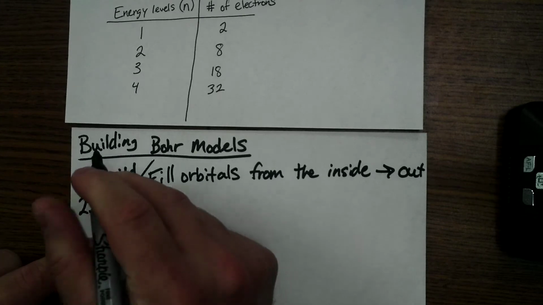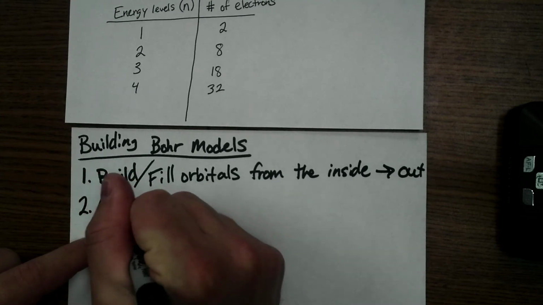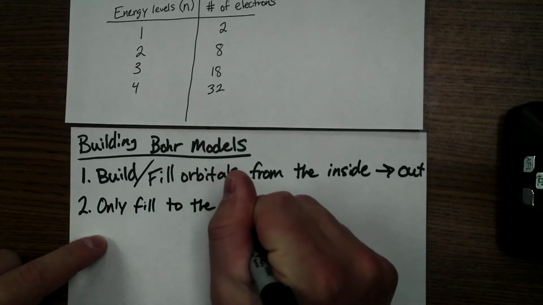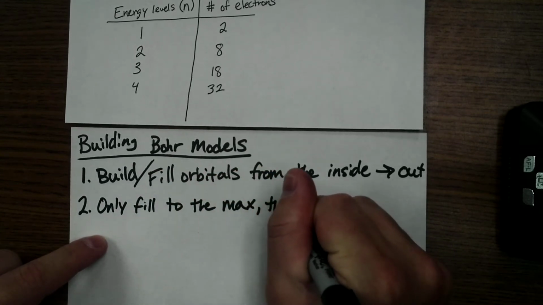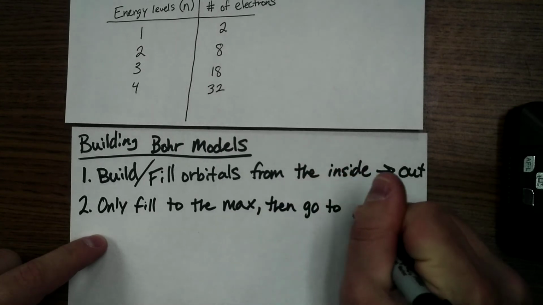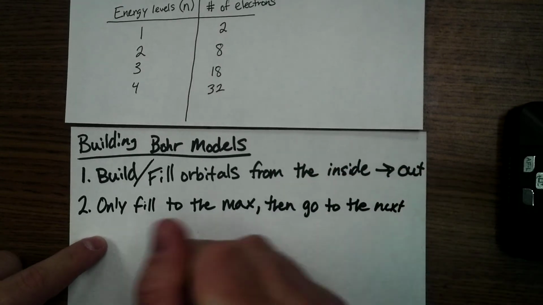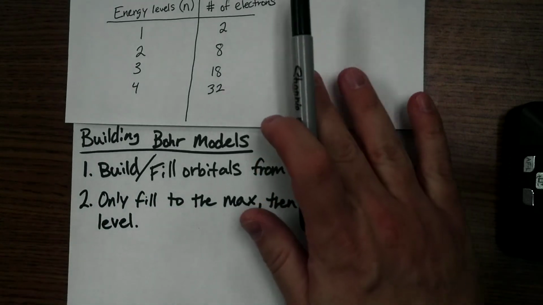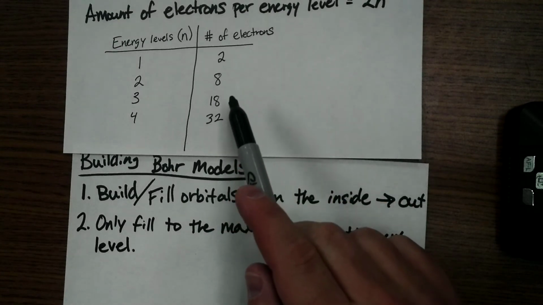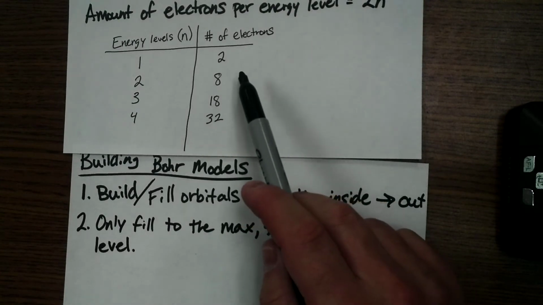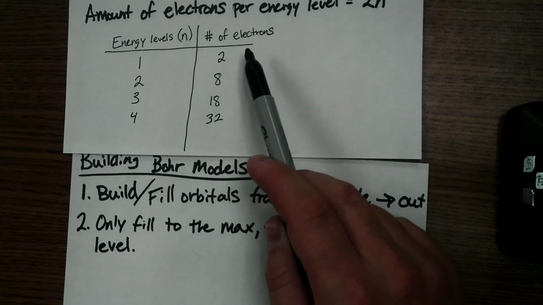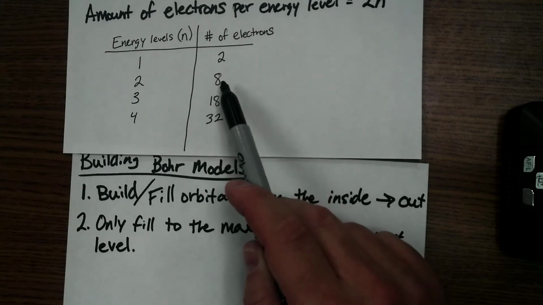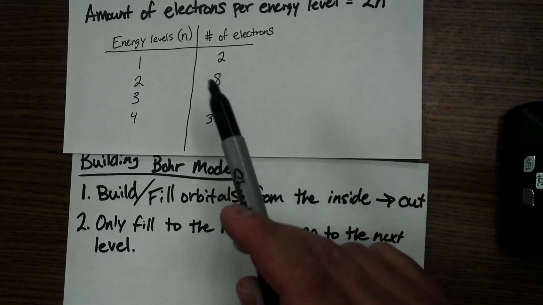2, only fill to the max, then go to the next level. Okay, you can fill it to the max. So this side is the maximum number of electrons that can be held. If you have more than 2 electrons, you have to put 2 in the first and then the next ones in the second level. And I'm going to show you an example.